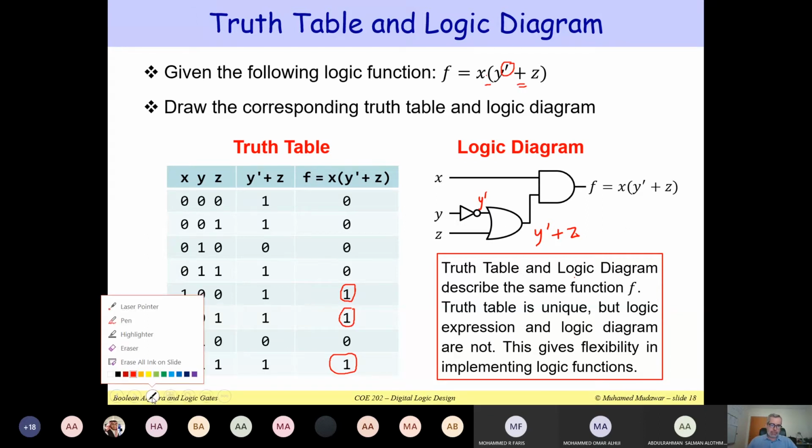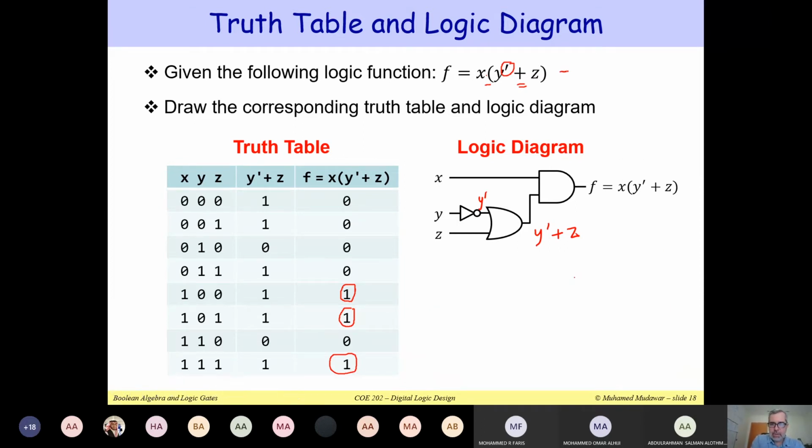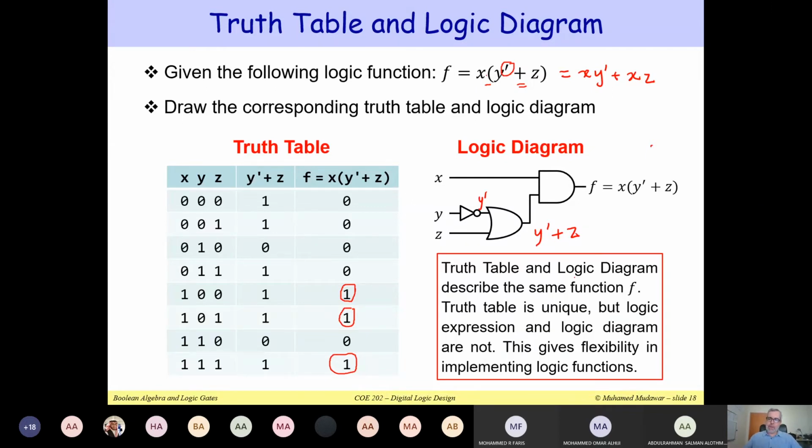For example, I'm going to use my pen tool again. I can rewrite my function f here as x y prime or xz. So you can rewrite the function f as x y prime or xz. Now, if you write x y prime or xz, notice that you will need how many gates in this case?